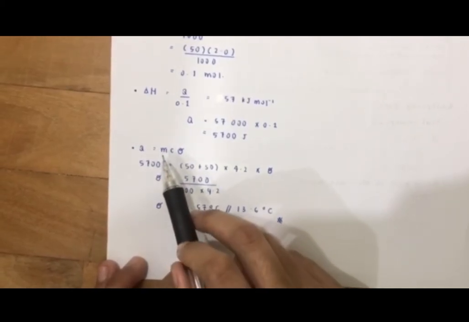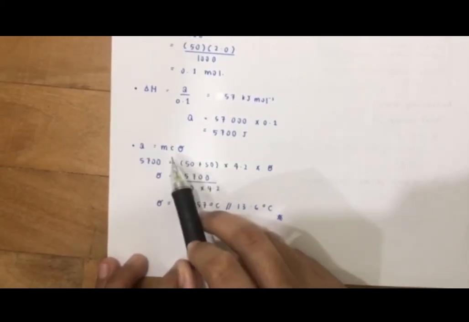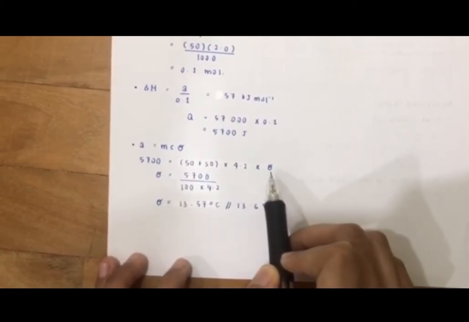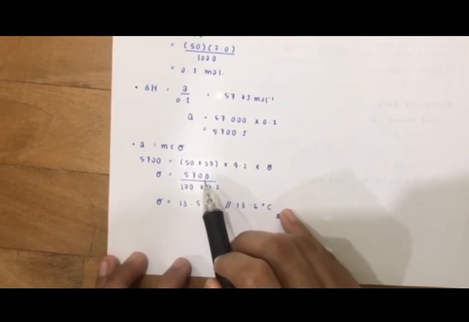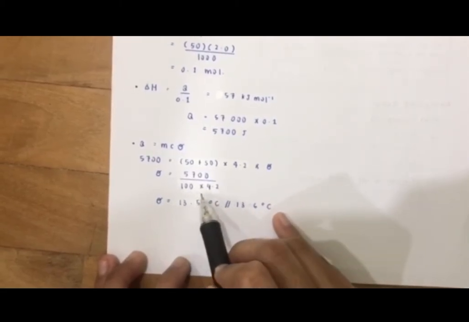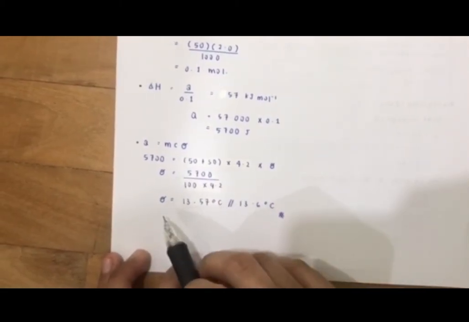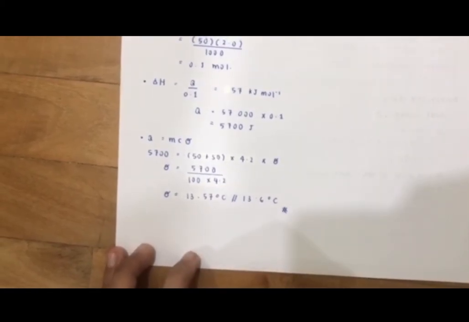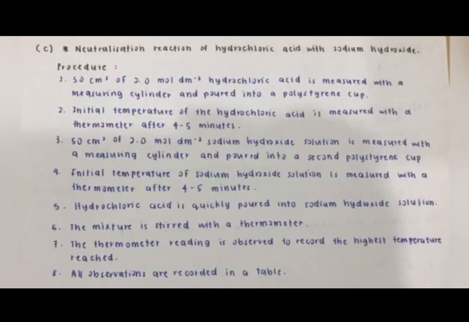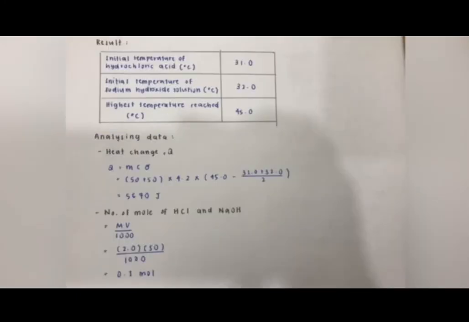5,700. m is 50 plus 50, c is 4.2, and then we need to calculate the θ. So to calculate the θ, 5,700 divided by 100 times 4.2. So we got the change in temperature is approximately 13.6 degrees C. For question 7C, the answer is as shown here.